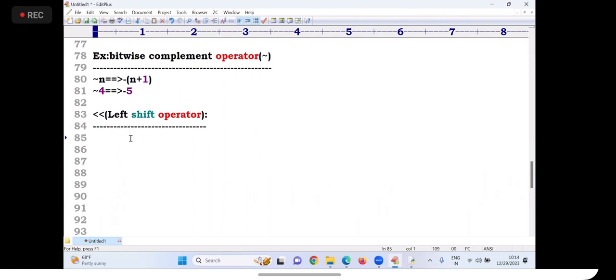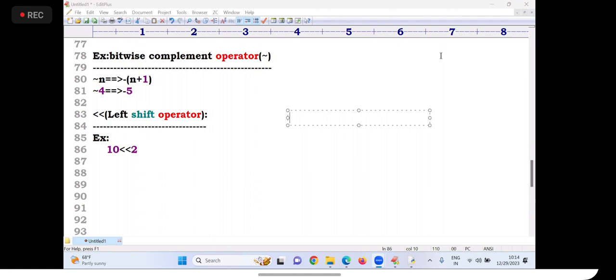Left shift means, simple example: 10 left shift 2. What is the meaning of this? Simple, sir. Left shift is nothing but, internally, you always convert 10 to a binary number. What is the binary equivalent of 10? Divide by 2. 5. All the 1 0 0s you have to tell.